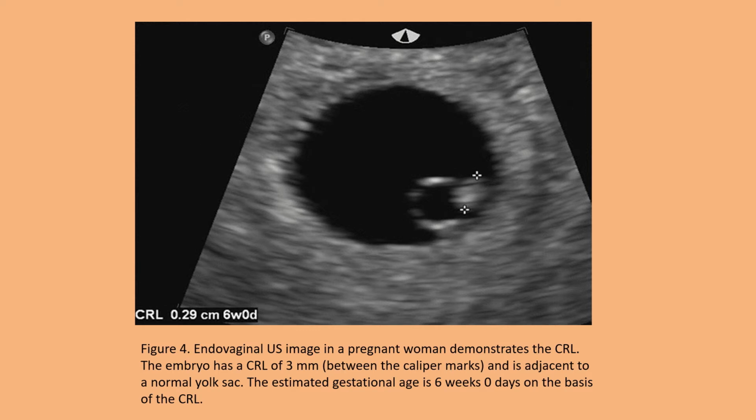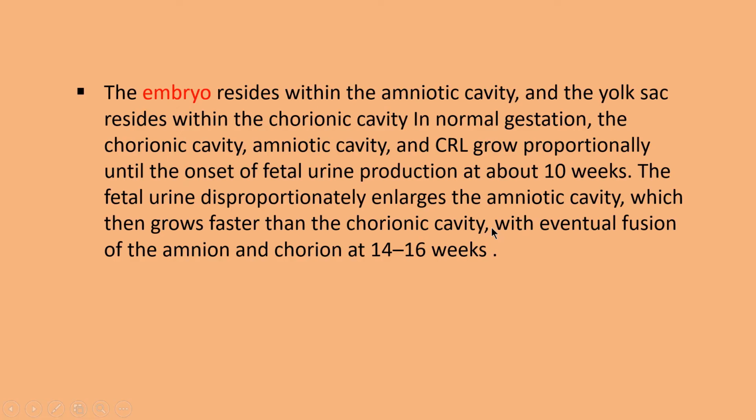Here is an endovaginal ultrasound in a pregnant woman demonstrating the crown rump length. The crown rump length is 3 mm and adjacent to a normal yolk sac. The embryo resides within the amniotic cavity, and the yolk sac resides within the chorionic cavity.